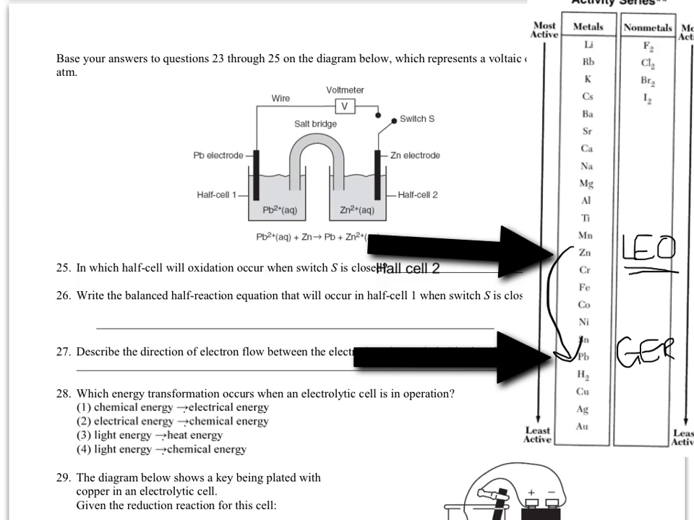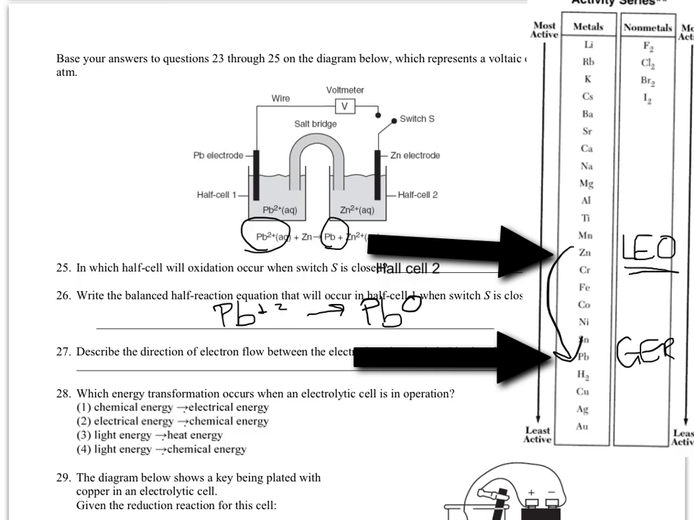The next question asks us to write the balanced half reaction for the equation that happens in half cell 1. So here in half cell 1, we have lead. And going back to reference table J, we see that lead is going to gain electrons. Make sure that you look at your diagram to get some clues. Here, we'll notice that we have lead on the reactant side, and we have lead on the product side. So we simply have to write our half reaction. Here, we're going to write that we begin with lead ions, and we're going to end with lead atoms.